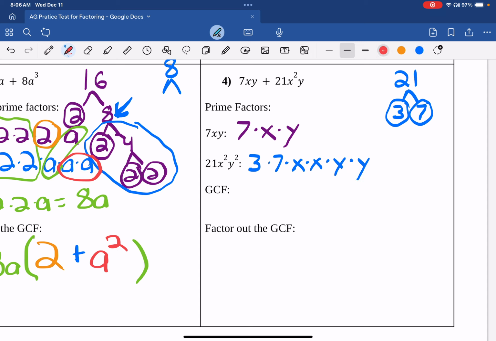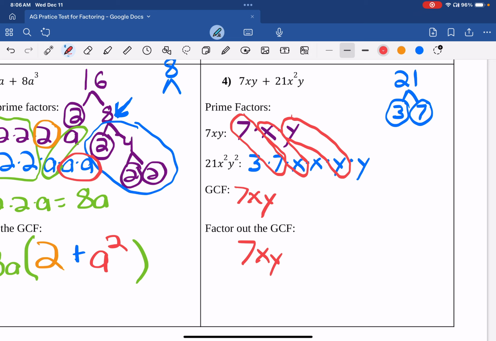Next step, we circle the things they have in common. Both of them have a 7. Both of them have an x. Both of them have a y. So their common factors are 7, x, and y. Now we factor that greatest common factor out. So 7xy goes in front of the parentheses. The leftovers go in the middle.